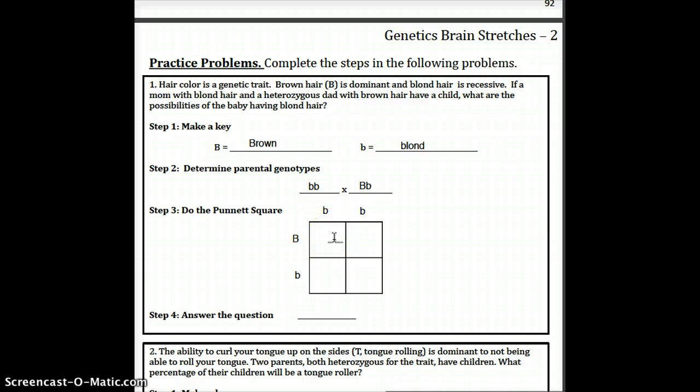But don't forget that there's a question on here. So step 4 says answer the question, and it asks you, what are the possibilities of the baby having blonde hair? So you're going to look at each of these, and you're going to say, oh, this one's going to have brown hair, but maybe the other one's going to have blonde hair. And you're going to write down a percentage or a fraction over here.